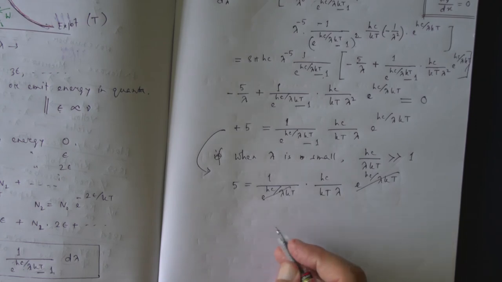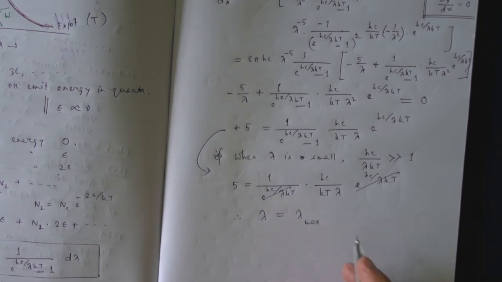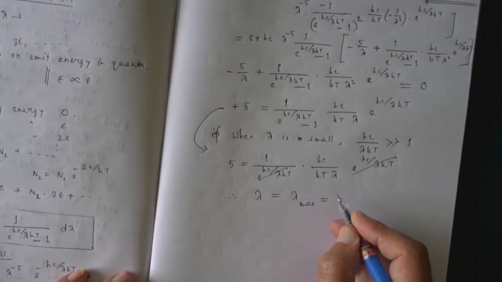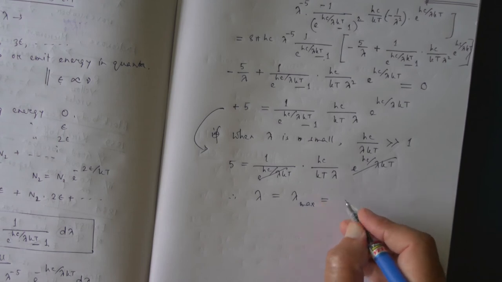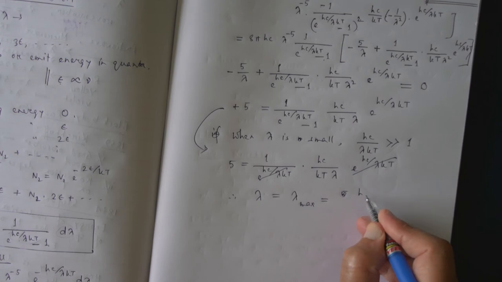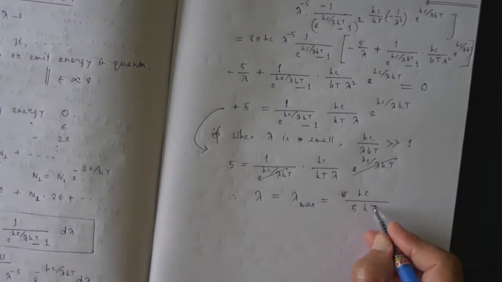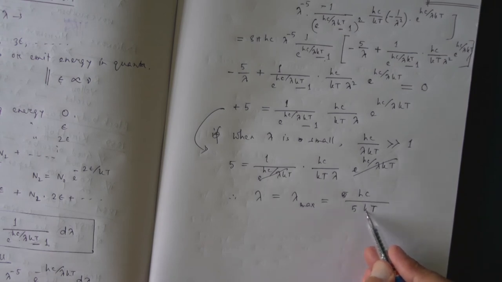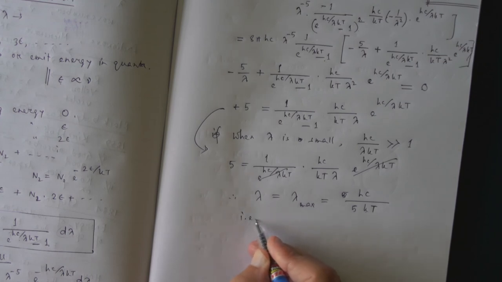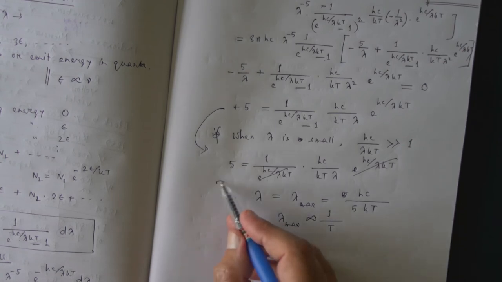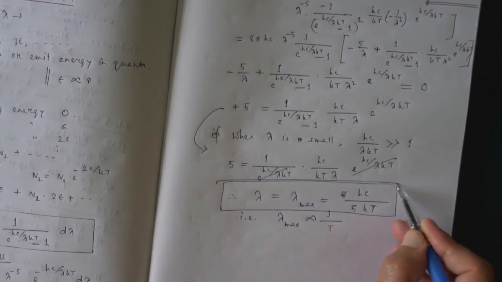So this cancels. So what is lambda? This is lambda max, the wavelength corresponding to maximum energy. This is equal to hc by 5 kT. Here h is constant, c is constant, k is constant. So lambda max is inversely proportional to T. This is important for solving problems. This will be required, and we can solve like this.